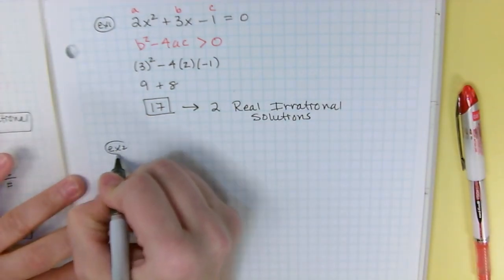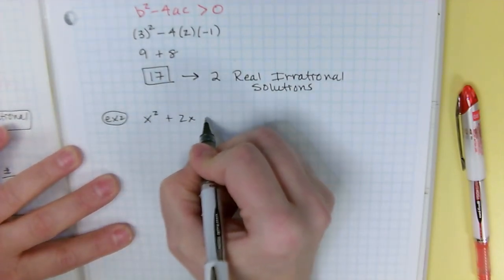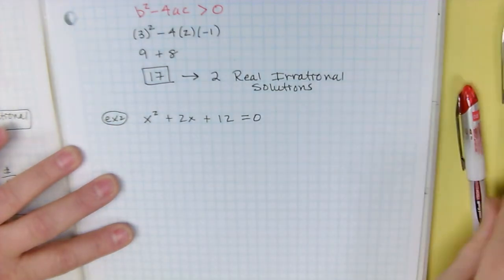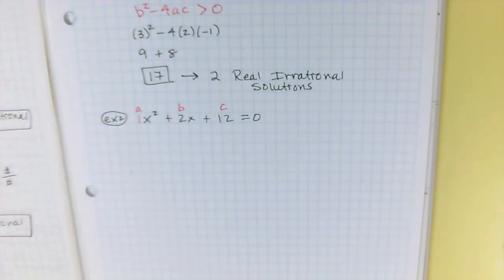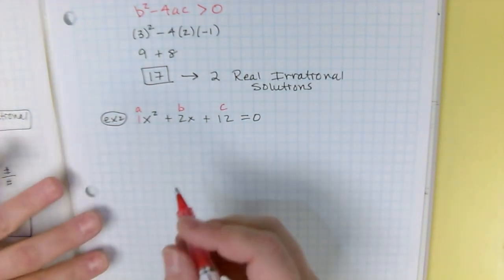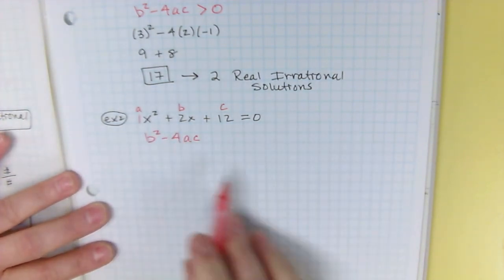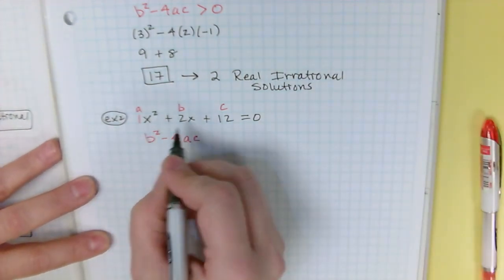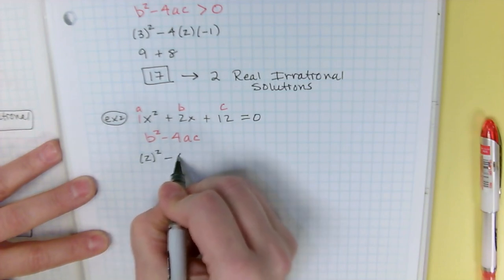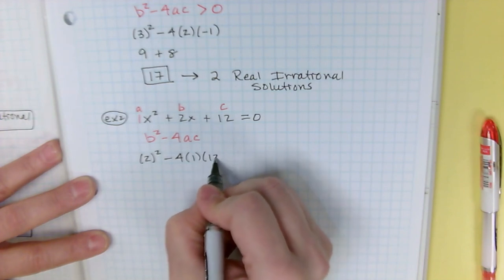All right, let's do another one. X squared plus 2x plus 12 equals 0. So our A is the invisible 1, B is 2, C is 12. We're going to calculate the discriminant, which is B squared minus 4AC. And like all formulas, write it as many times as possible so you get it memorized. All right, here we go. B is 2, so 2 squared minus 4 times A, which is 1, times C, which is 12.